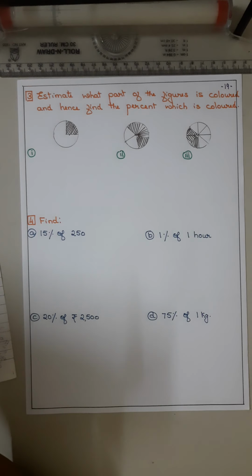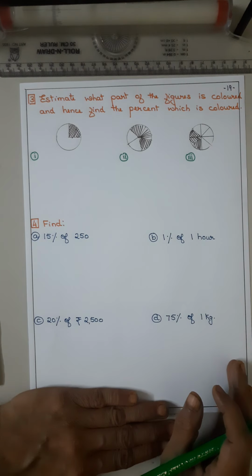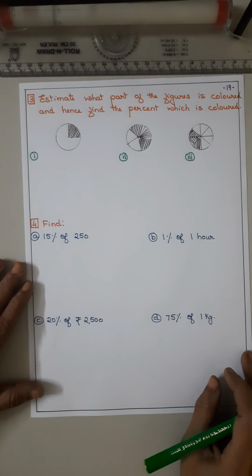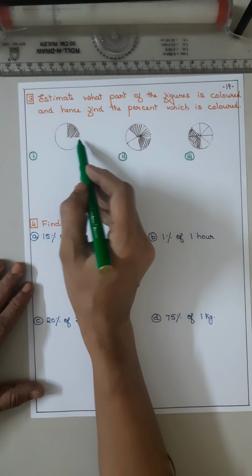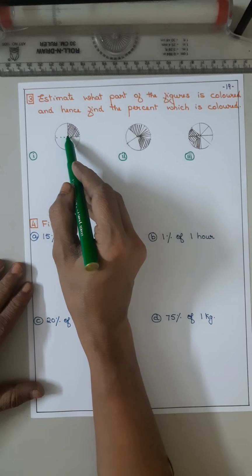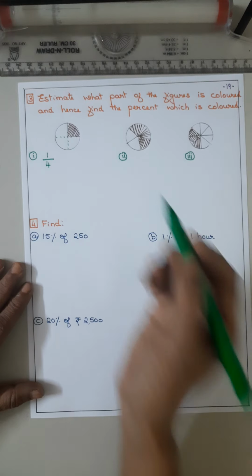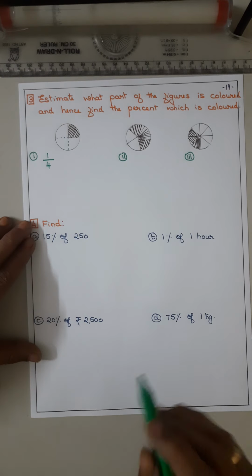Now coming to the third question. Estimate what part of the figure is colored, and hence find the percent which is colored. So first write the part in fraction. Here, while seeing, there are 4 parts, isn't it? So it is 1 out of 4 that is shaded or colored.